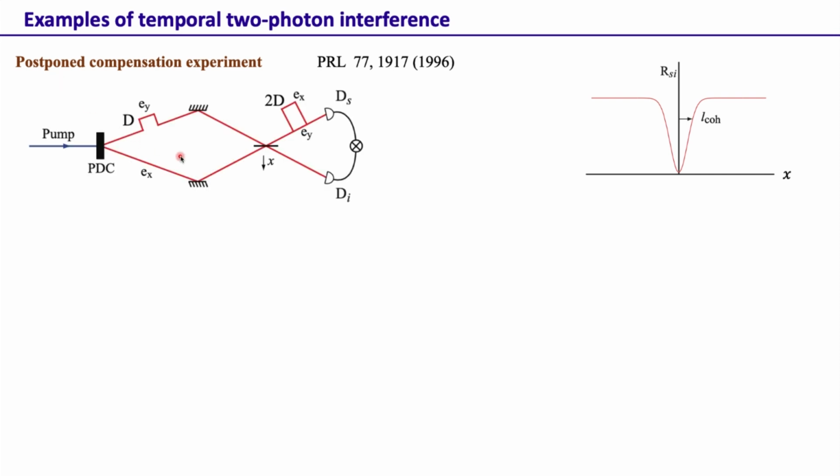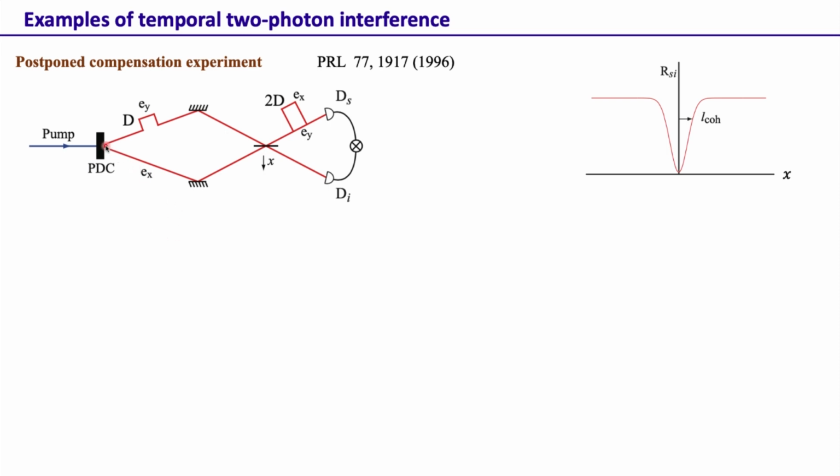So this experiment essentially tried to establish that even when there is a delay in the arrival of the two photons at the beam splitter, we can have very similar results. That means we can still observe a 0 in the coincidence count rate. So this is how this experiment was done.